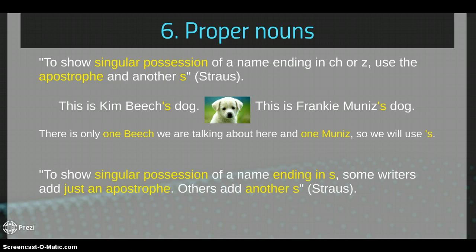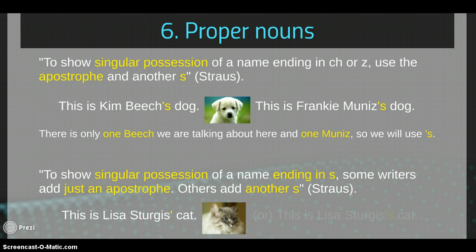To show singular possession of a name ending in S, some writers add just an apostrophe, others add another S. So we could either say this is Lisa Sturgis' cat and just add an apostrophe after the S at the end of her name, or we could say this is Lisa Sturgis's cat and add an apostrophe S after the S at the end of her last name.